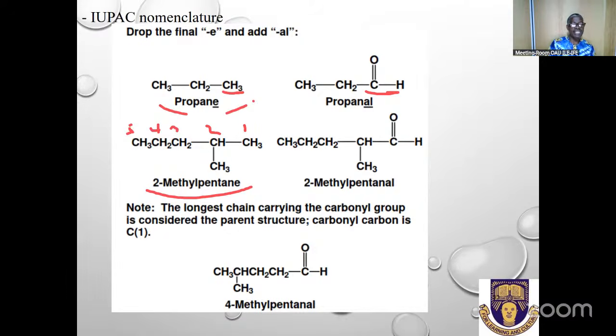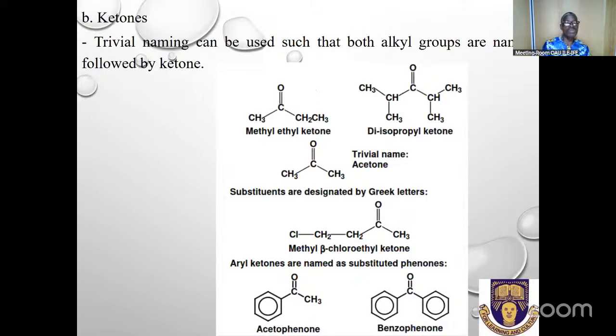The longest chain carrying the carbonyl group is considered the parent structure. Then the carbonyl carbon is made carbon 1, just like we have here. You can see this is 1, this is 2, this is 3, this is 4, and this is 5. And that is why it is 2-methylpentanal or 2-methylpentan-1-al. Okay, let's move further.